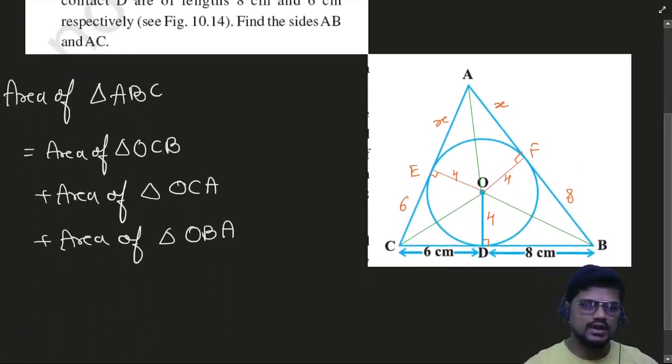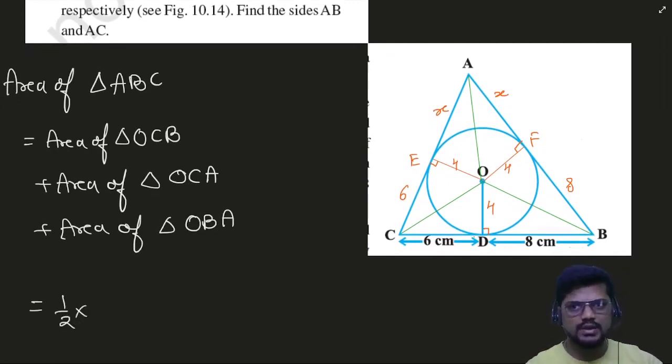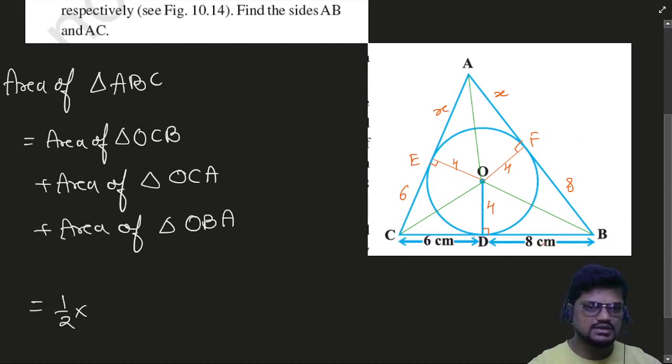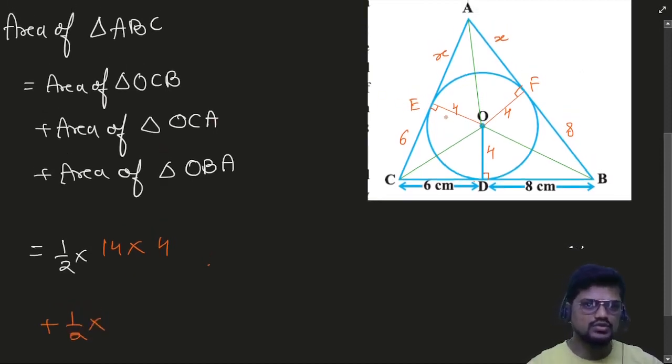So what will be the area of triangle OCB? That will be half into base into height. The value of the base is how much? The base is 6 plus 8, that is 14, into height, which will be OD, that is 4. Yes or no? Plus half into area of triangle OCA.